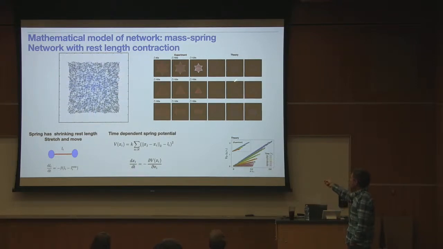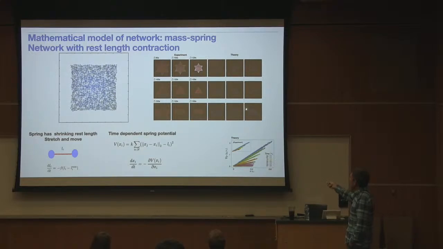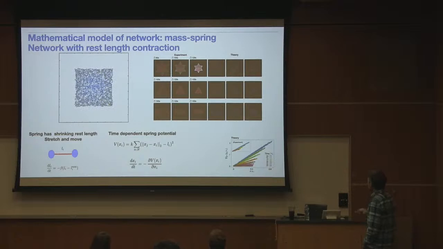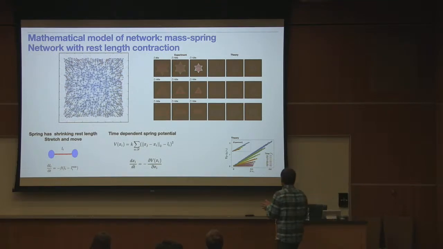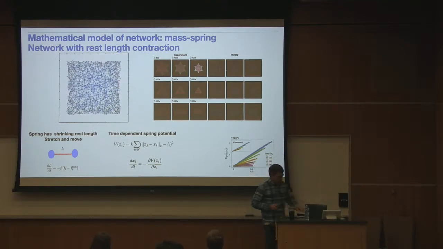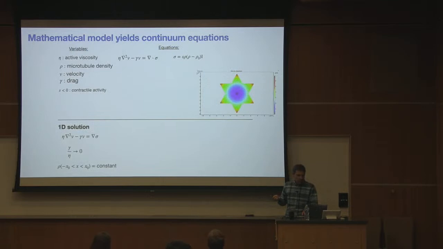I'm just showing you that when you write down this model and compare theory to experiment, you get very similar velocity fields, and you'll see it over here. This is velocity versus distance in theory and in experiment, and in both cases you get these really simple lines. And I'm just going to show you one other thing.